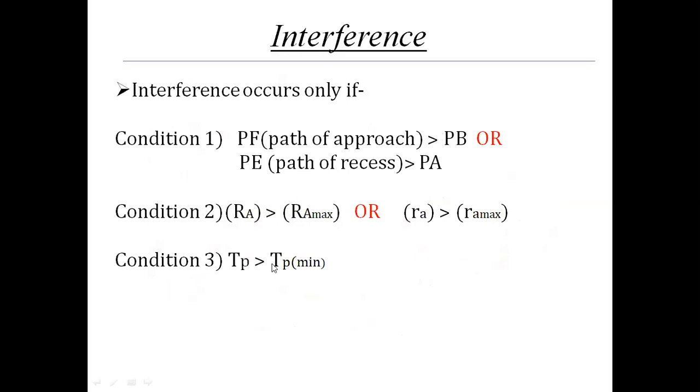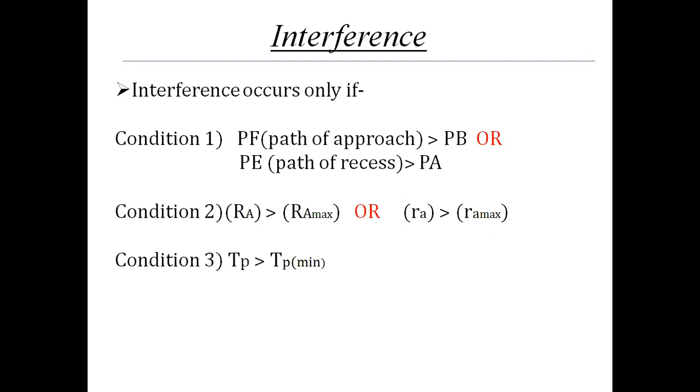And the third condition: the teeth on the pinion or gear. The gear is designed in such a way that, to avoid interference, there should be a minimum number of teeth. If the teeth on the pinion or gear are less than the minimum number of teeth, at that time interference will occur. So one by one, we are understanding the concept by solving the numericals. Is that clear?